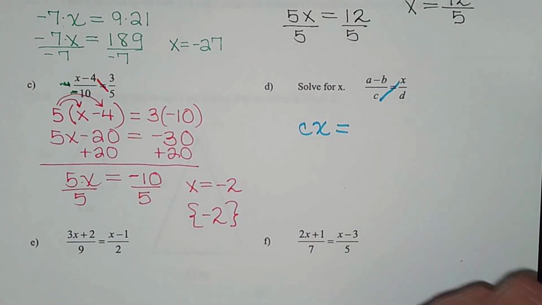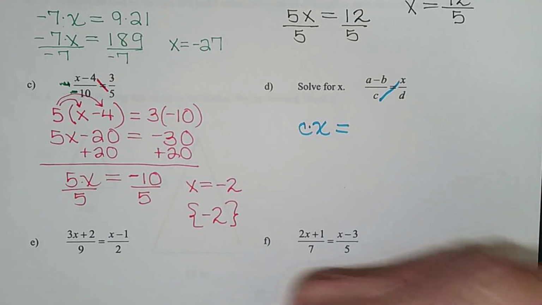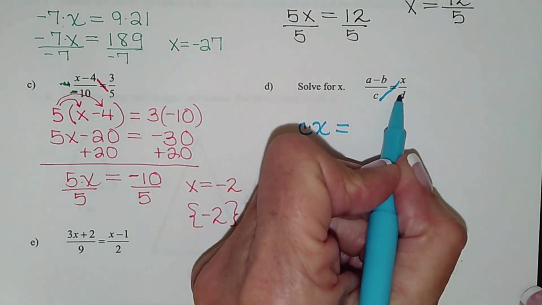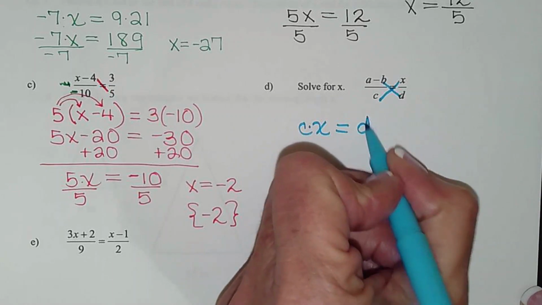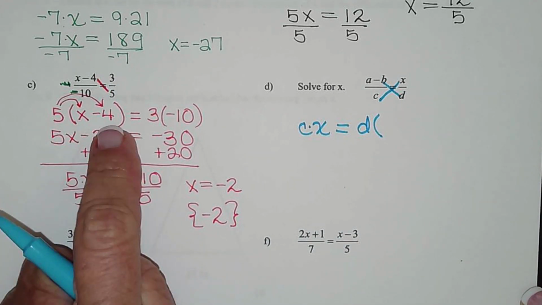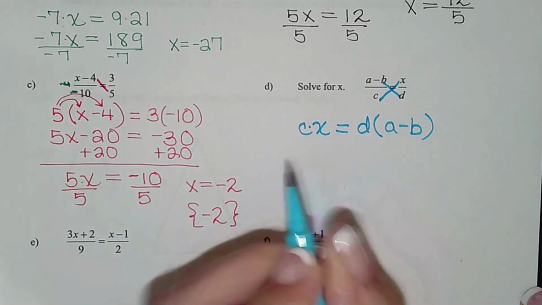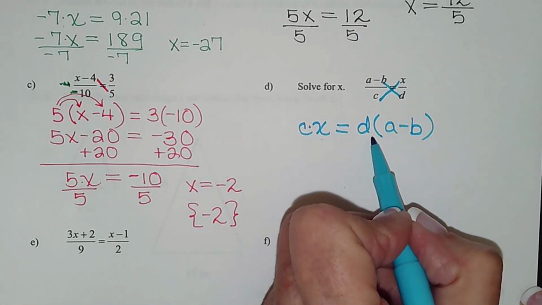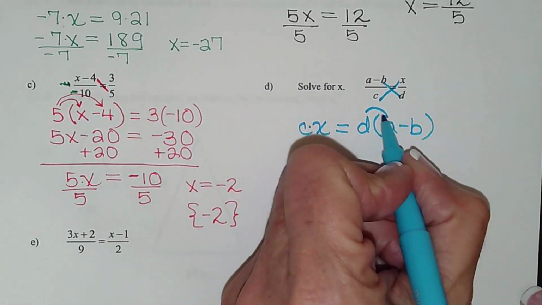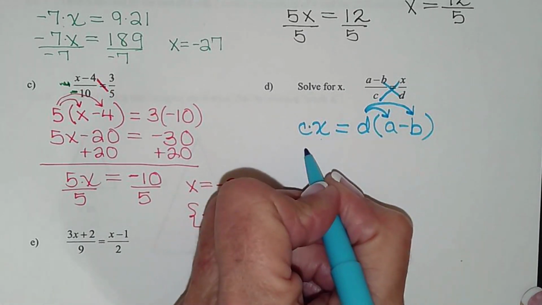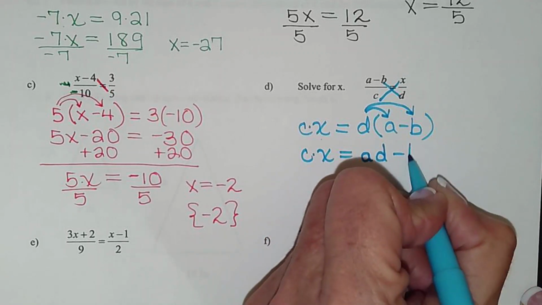Okay, so this cross product is CX, as we said, and you can write C times X if you want. That just helps remind you what the last step is going to be. This cross product, you'll do the exact same thing we did here. You write the D outside and inside parentheses, because there's two terms, A minus B. So C times X equals D times A minus B. Then you distribute, and remember, write your letters in alphabetical order. So this is C times X equals AD minus BD.